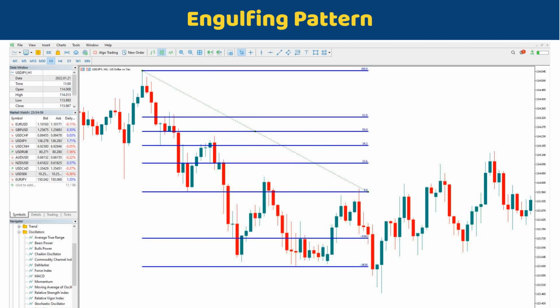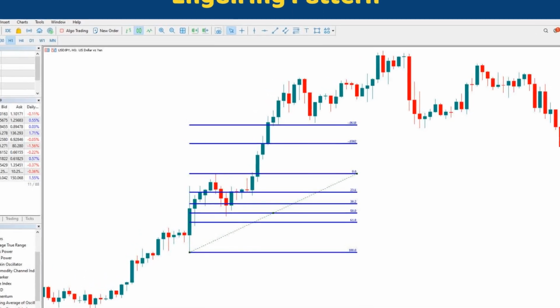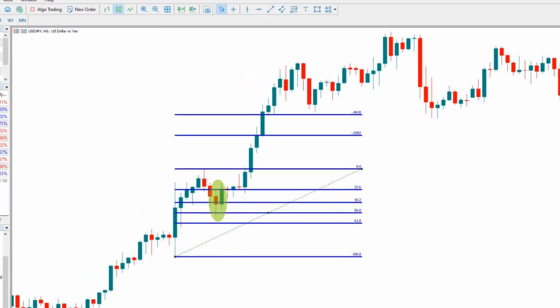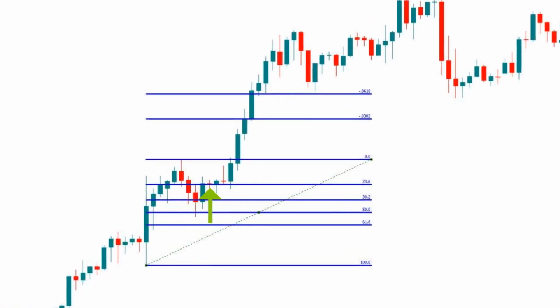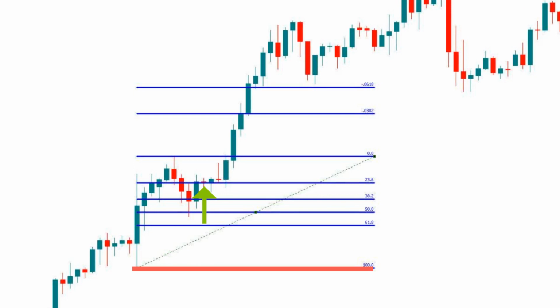In this next example, we have an uptrend. A bullish engulfing pattern forms at the 50% retracement level. We buy at the open of the next candle and as always, we place a stop at the 100% retracement, and two take profits at the extension levels. This trade resulted in hitting both take profit targets, giving us a 1-to-1 risk reward.